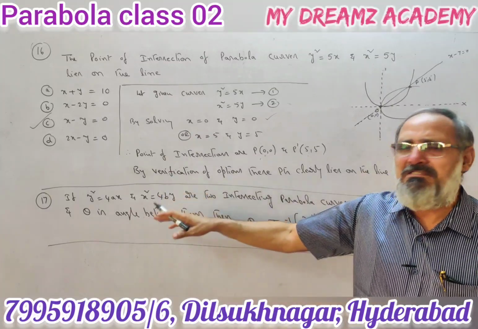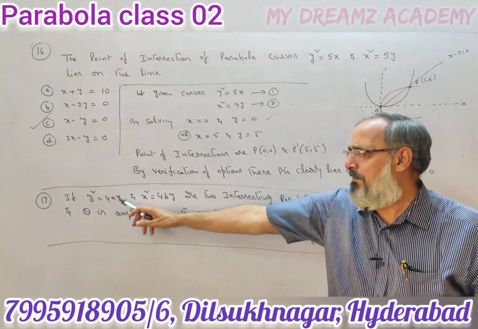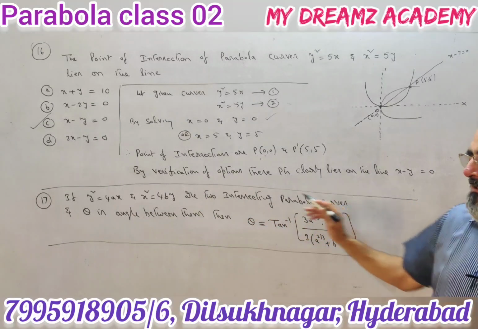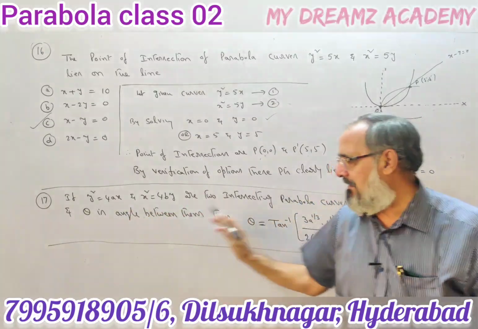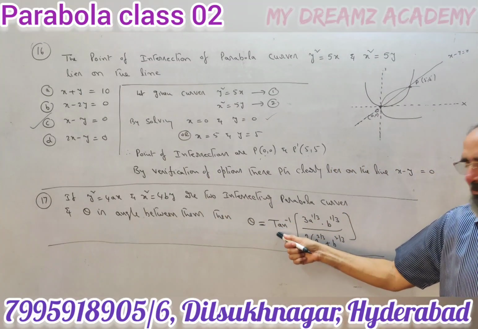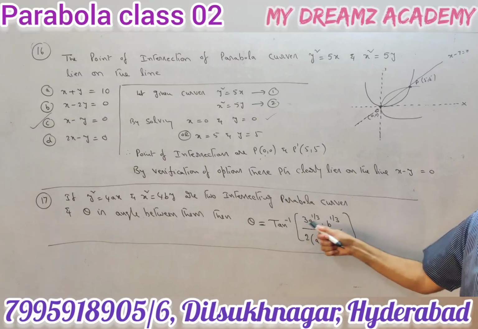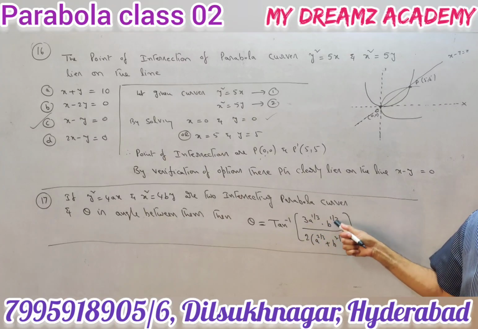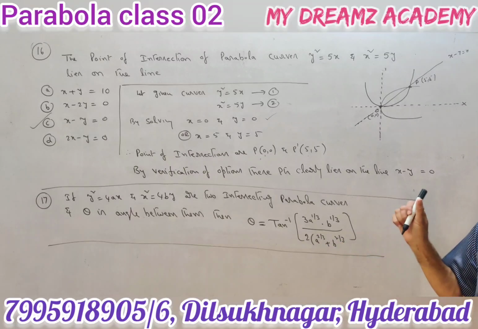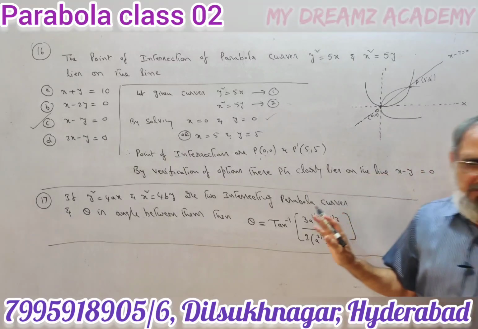Instead of that, it is easy to remember: when two parabola curves are opposite like this, intersecting, and theta is the angle between them, then theta is tan inverse of 3 a power 1/3 into b power 1/3 divided by 2 into (a power 2/3 plus b power 2/3). These two are a continuation.